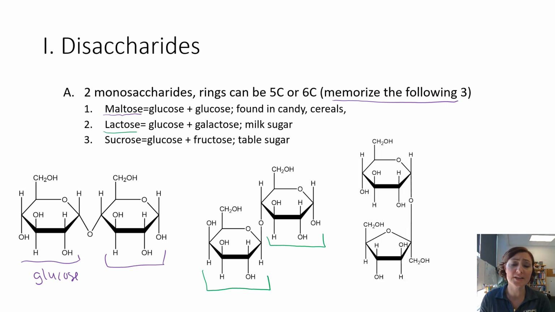The final disaccharide I need you to have memorized is sucrose. Sucrose is also known as table sugar, and sucrose is made of a glucose monosaccharide and a fructose monosaccharide. And as you can see by the way they bond and by the way we show this disaccharide, this one's really easy to pick out for 2 reasons. First and foremost, we have a link that we've never seen. They're not side by side, they're one on top of the other. And second, this is the only disaccharide I ask you to know that includes a ketohexose in it. So it's pretty easy to pick sucrose out of the crowd.